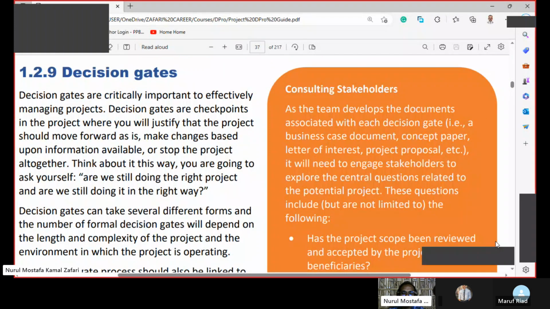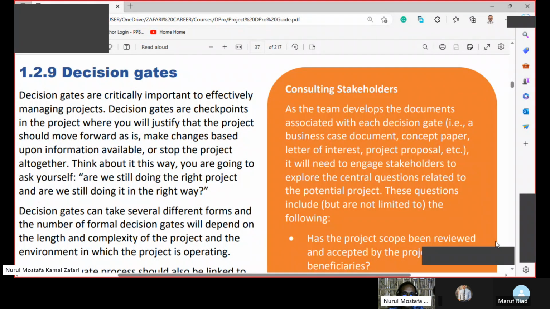Dear colleagues, we have discussed the decision gates, but as we are preparing for PMD Pro, we need to read word by word. Point number 1.2.9, decision gates.